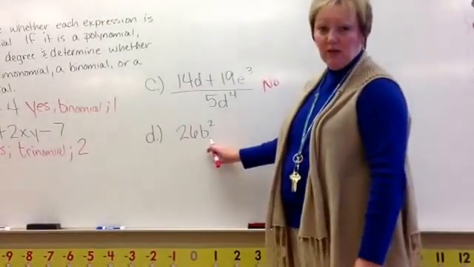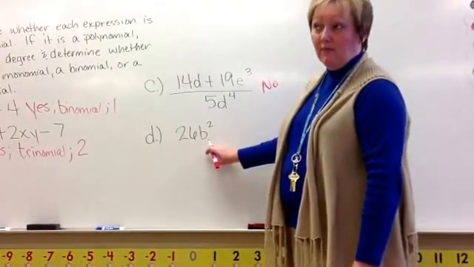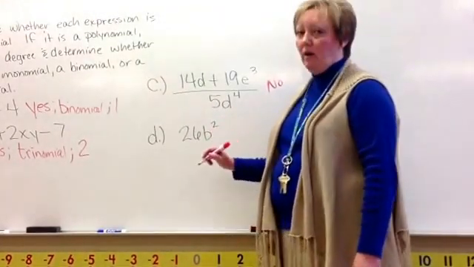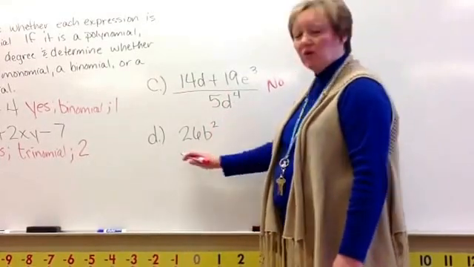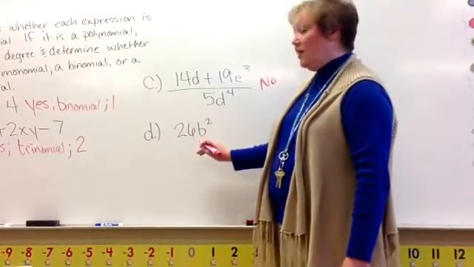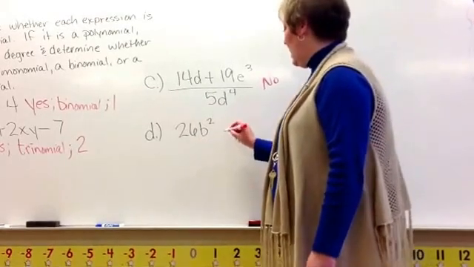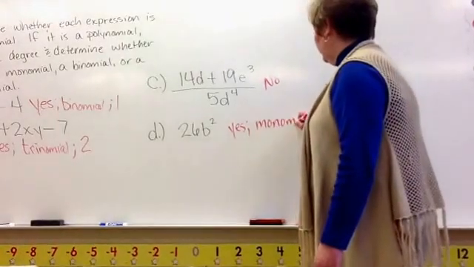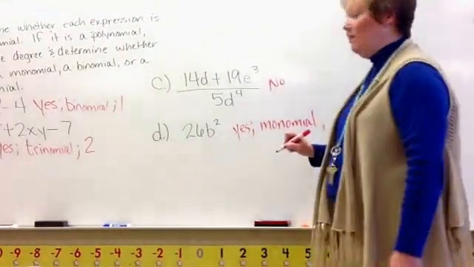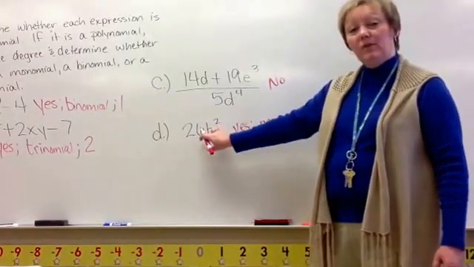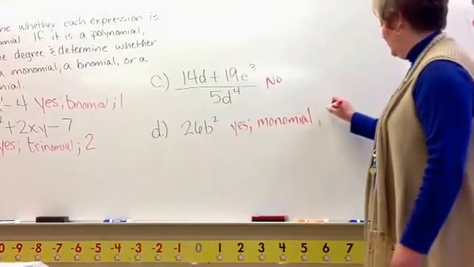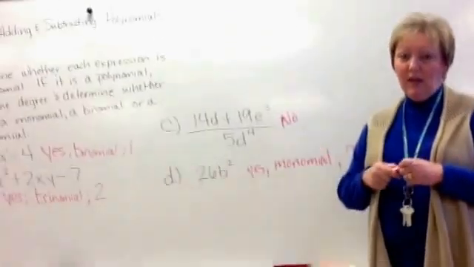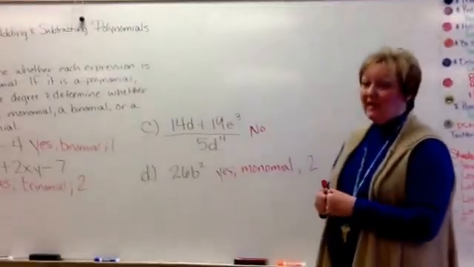Okay, how about this last one here? Polynomial or not? Think back to your definition, and your definition says that a polynomial can be a monomial. A monomial is an expression with one term. This expression does just have one term, so it is a polynomial. Monomial. And what is the degree of this monomial? Degree 2. Look at the exponent. Now these will help you do a few problems in this section, and I'll give you some more examples in just a second.